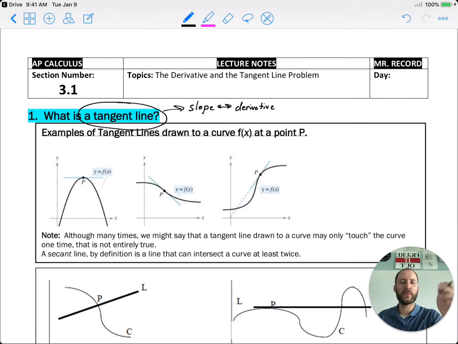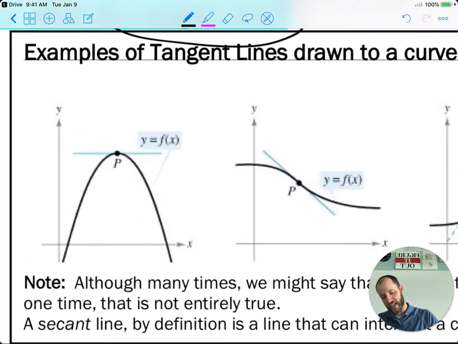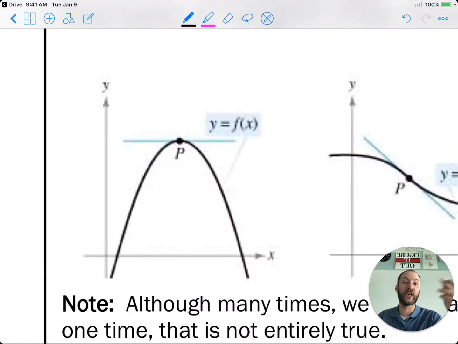So, some examples of tangent lines. Tangent lines are to a point on the curve. They describe the rate of change. So this parabola, we have the tangent line at the maximum. At the maximum, the rate of change is 0. So the tangent line is a horizontal line with a slope of 0.